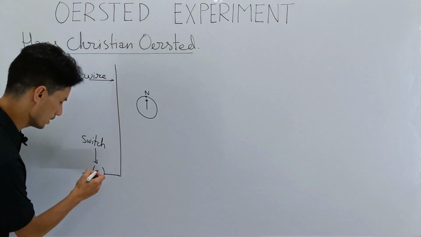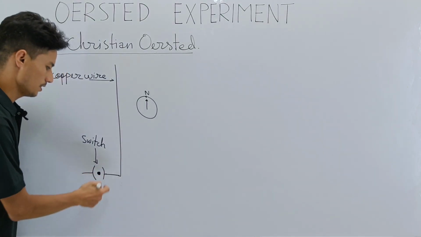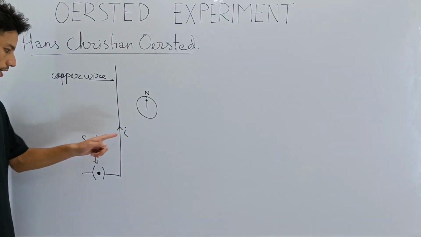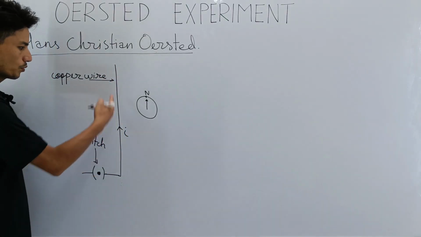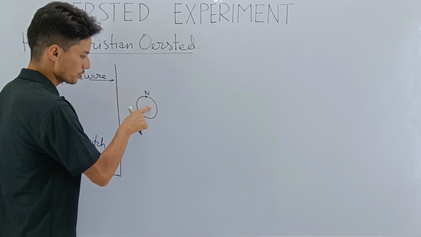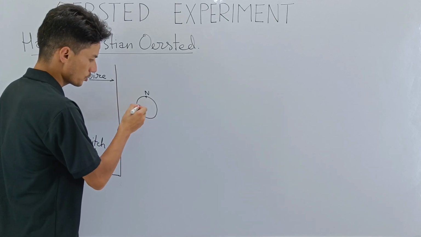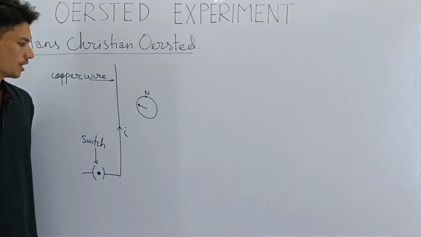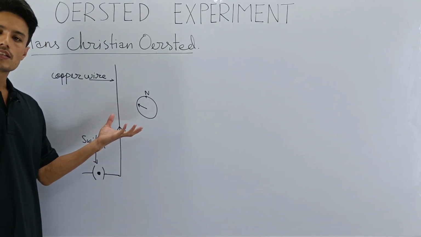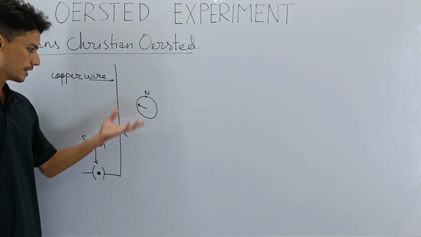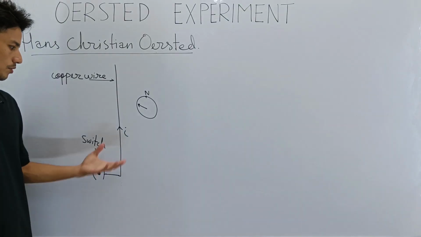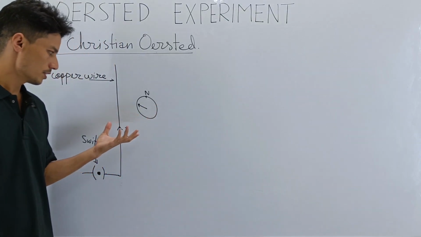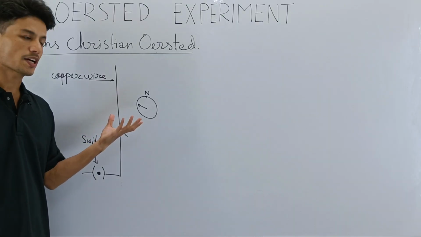Then again, he inserted the key and made current pass through. Let me use I for current. When current passed through the wire, again the needle showed deflection. This is what Hans Christian Oersted observed in this experiment. This caught the attention of Oersted, and then he tried to reason.